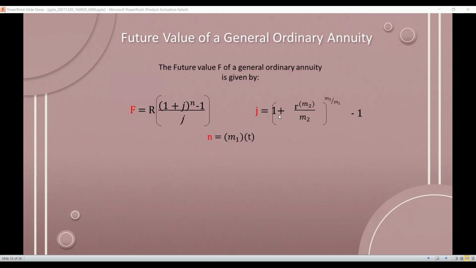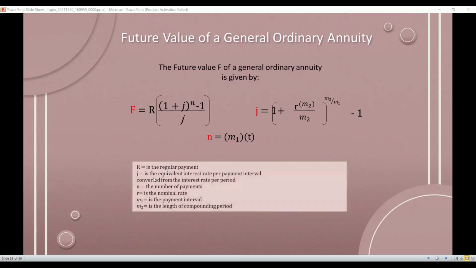So, j is equals to 1 plus r over m sub 2, raised to m sub 2 over m sub 1, minus 1. So, ang n natin dyan ay m sub 1 times t. Where R is the regular payment, j is the equivalent interest rate per payment interval converted from the interest rate per period, n is the number of payments, r is the nominal rate, m sub 1 is the payment interval, m sub 2 is the length of compounding period.